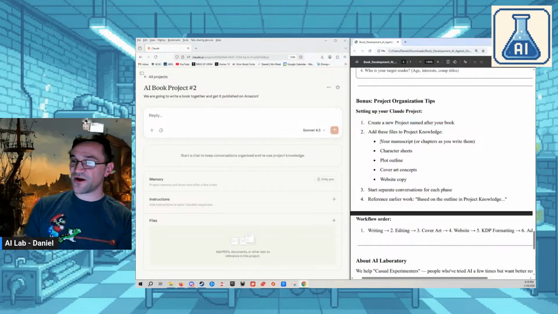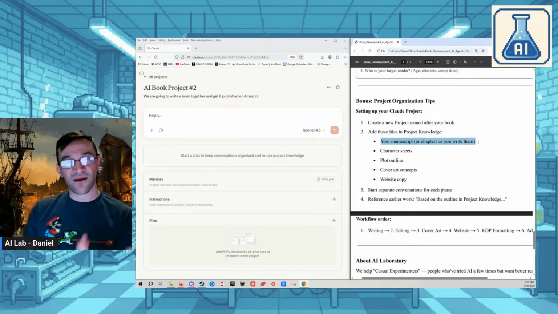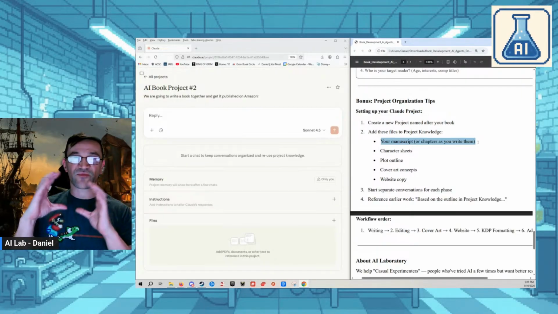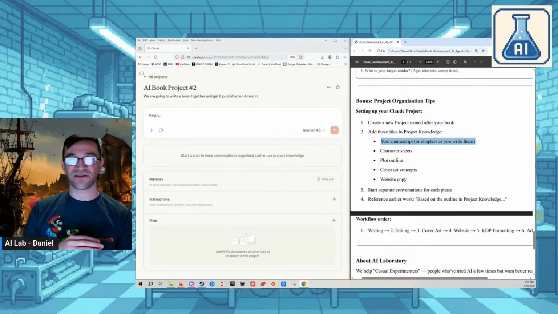So things that you're going to want to have: your manuscript or the chapters as you write them, especially if it becomes a longer novel. You'll really need to break it up chapter by chapter so that the AI can keep the appropriate frame of reference of what's recently happened.